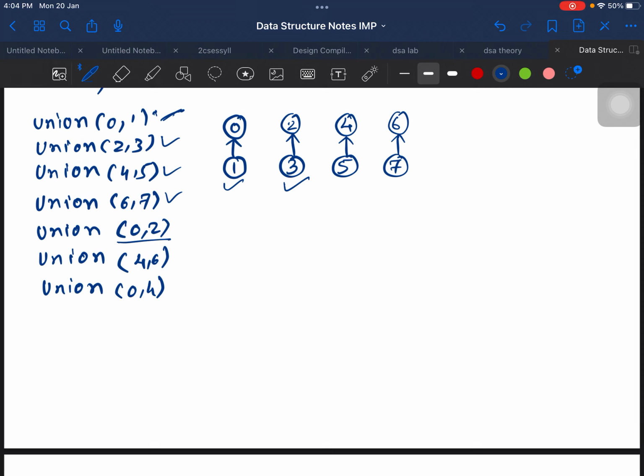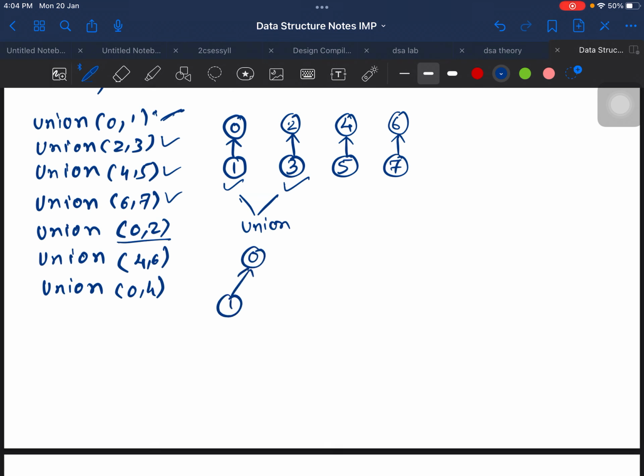Set 1 contains 0 1, set 2 contains 2 3, and now you have to do union between 0 and 2. It means you are drawing an edge between 0 and 2, and if you draw the edge between 0 and 2, then these two trees are no longer disconnected trees. Then it comes under a single set. If you join 0 and 2, then it comes under a single set. So guys, here I am doing a union operation now.